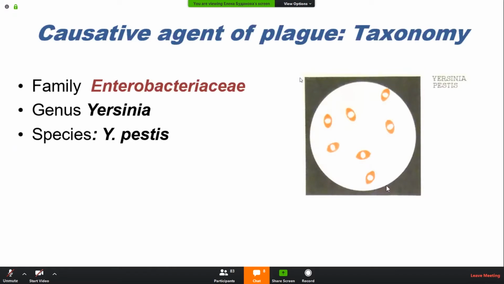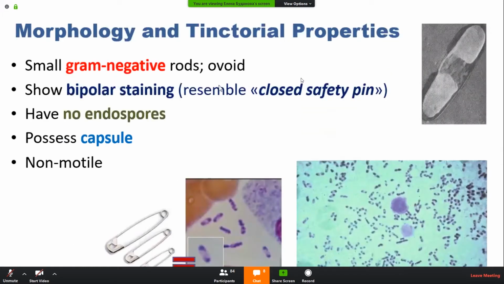This picture shows you the microscopical picture. It looks like oval bipolar stained bacteria. It is not an endospore in the center, but they are polystained, they're oval, and they are polystained in the center. This is the morphological and tinctorial feature of this bacteria. Morphology and tinctorial properties: they're small gram negative ovoid, and they show bipolar staining that makes them look like closed safety pins.